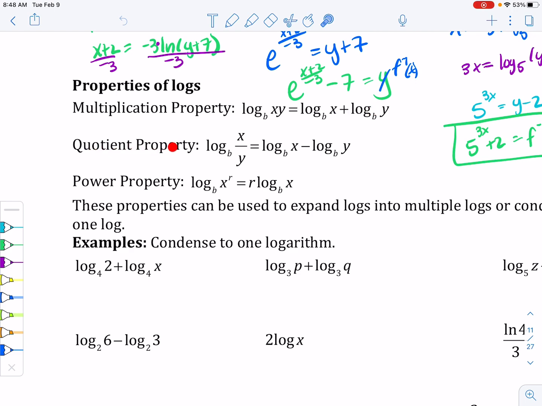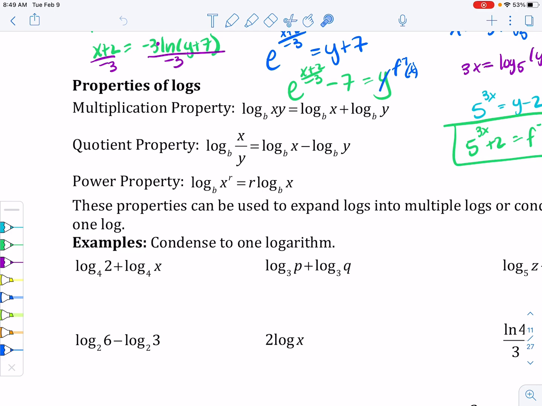We have the quotient property, so your argument has two things being divided. So you're going to split it into two logs and subtract between the two logs. So then we have the power property, which is if you have an exponent in the argument, you can also write it as the exponent being multiplied out in front of the log.